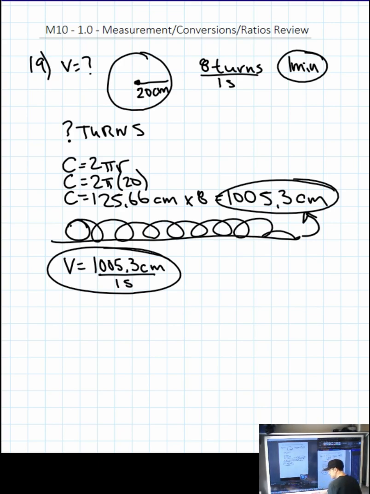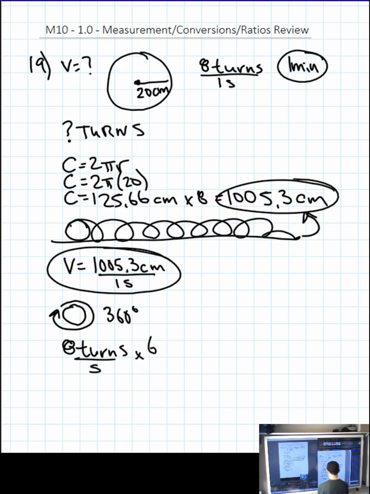Now it says how many degrees does it turn in 1 minute? Notice the 1 minute didn't contribute to the velocity. So how many degrees does that turn in that time? Well, we'll want to remember that if the wheel turns 1 time around, that's 360 degrees. So we need to figure out how many turns it does. Well, if we take 8 turns per second, and we're going for 60 seconds, 1 minute, we can simply times by 60 seconds, which will get us 480 turns.